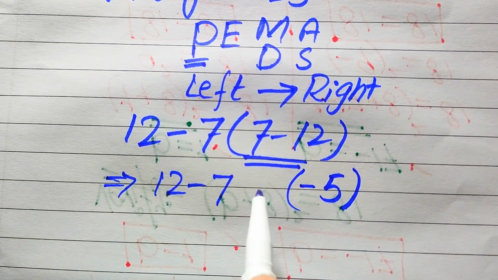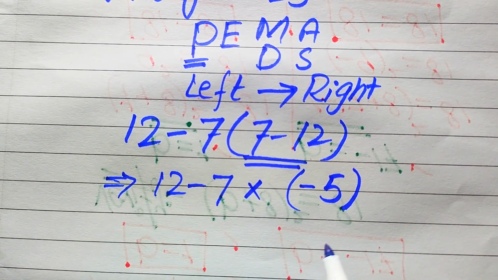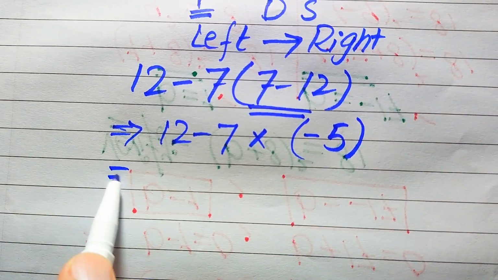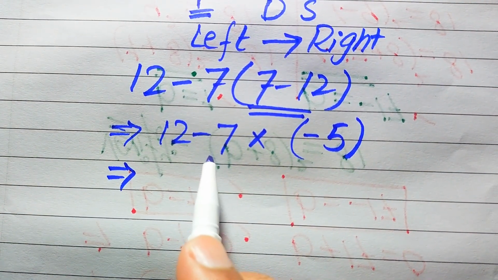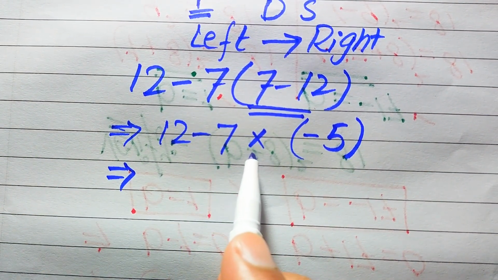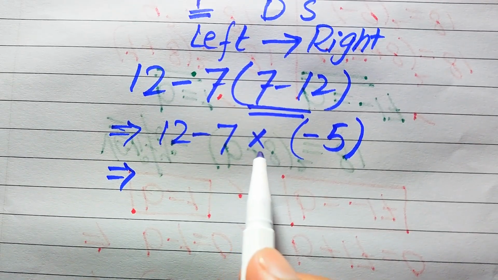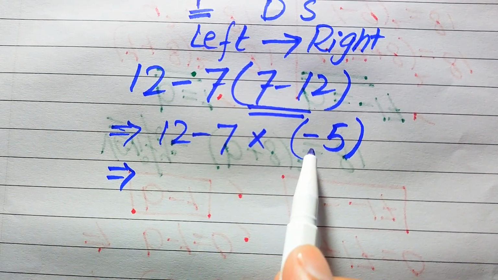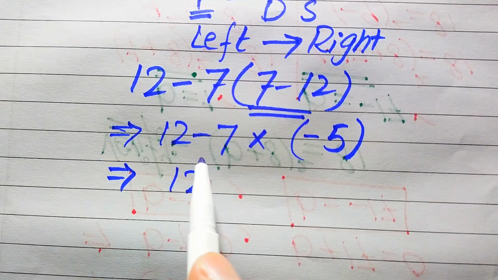and we have 12 minus 7, and 7 minus 12 becomes minus 5, and here we just write the multiplication sign. Then you see, after this simplification, we have two operations, minus and multiplication, and here we just multiply both of these two values and we get 12.